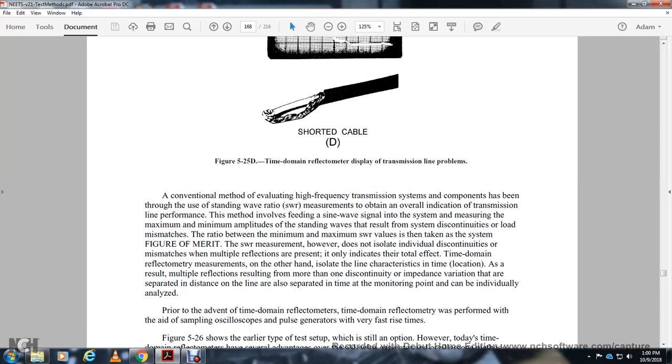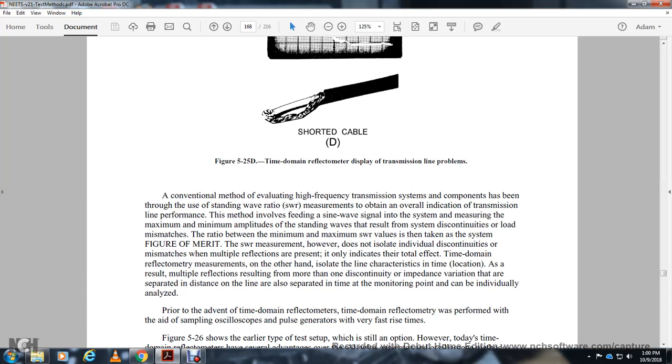The conventional method of evaluating a high frequency transmission system and its components has been through standing wave ratio measurement. It gives an overall indication of transmission line performance. The method involves measuring the maximum and minimum amplitude of the standing wave of the signal in the system, which can indicate load mismatch from the ratio between the minimum and maximum values. However, it does not isolate the individual discontinuities or mismatches where multiple reflections are present, and only indicates the total effect.